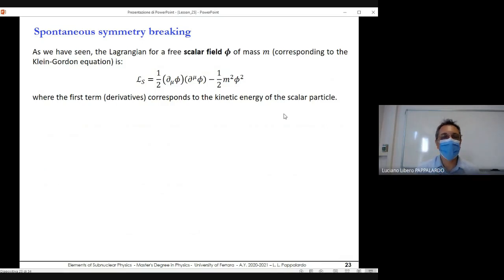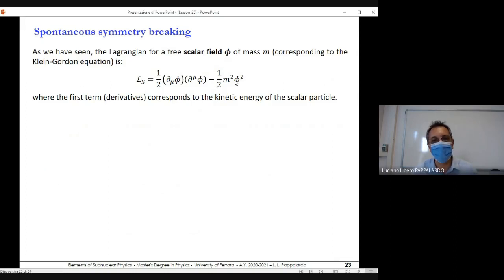And in particular, let's start from the Lagrangian density for the Klein-Gordon equation. Okay, if you remember, we derived the Klein-Gordon equation, by substituting this Lagrangian into the Euler-Lagrange equation, long time ago. So this is the Lagrangian for a free scalar field, phi. It has a kinetic term, which comes with the derivative, and a mass term, which is quadratic in the field. Okay, this is the standard way.